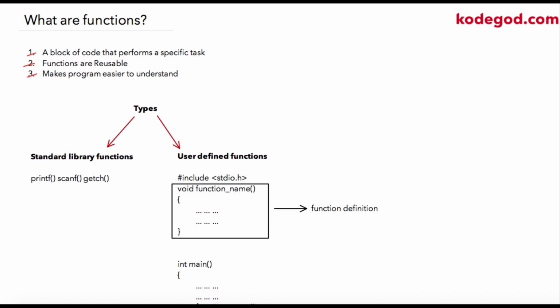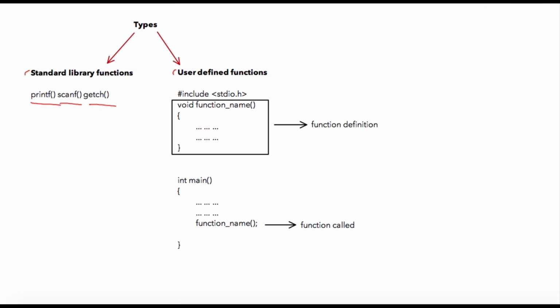Another advantage of functions is that they make your program easier to understand, because you have broken down your program into multiple sets of code. There are two types of functions. One is standard library functions that we have already used, like printf, scanf and getch. And the other type is user-defined functions, which the user defines in their code. So let us check how user-defined functions can be used.